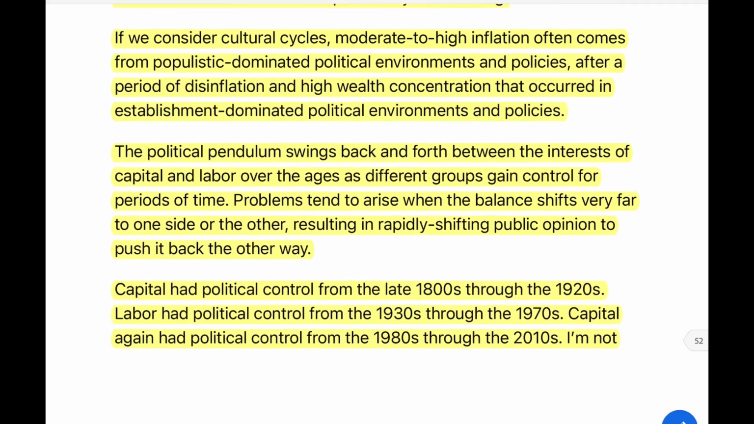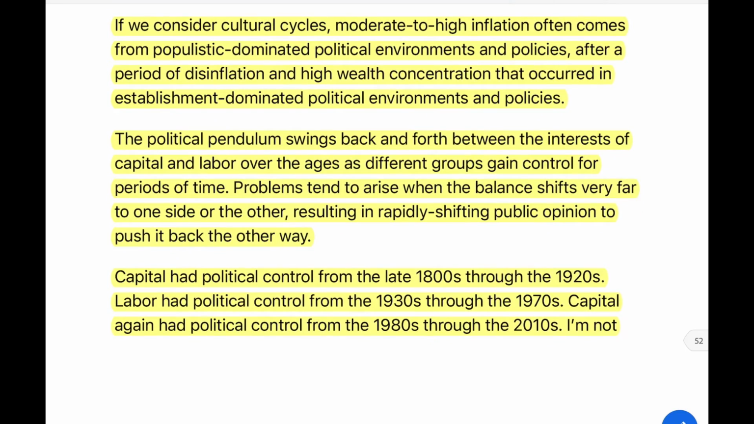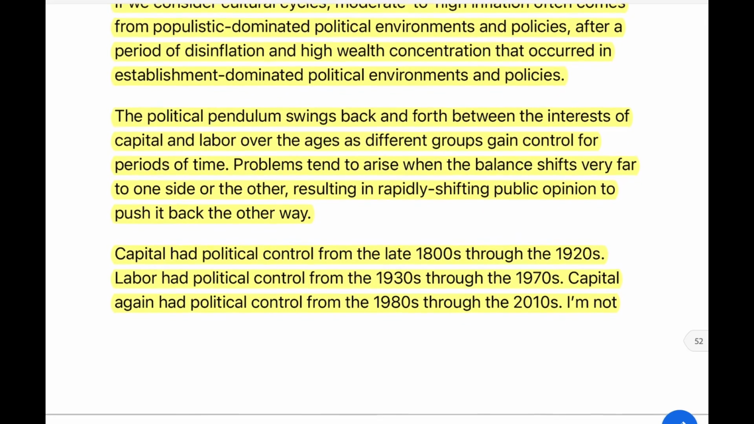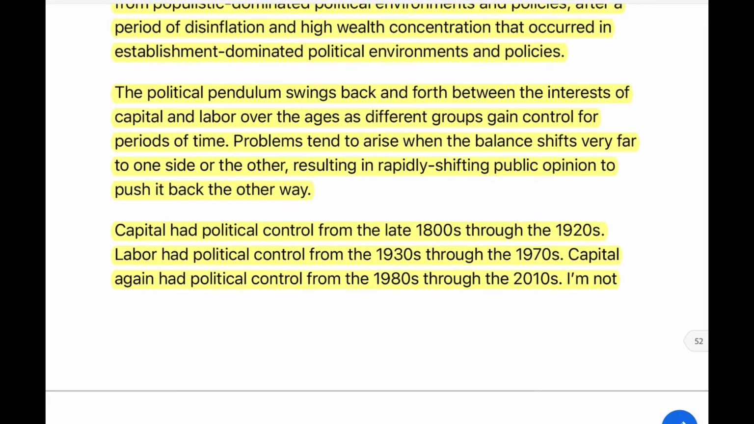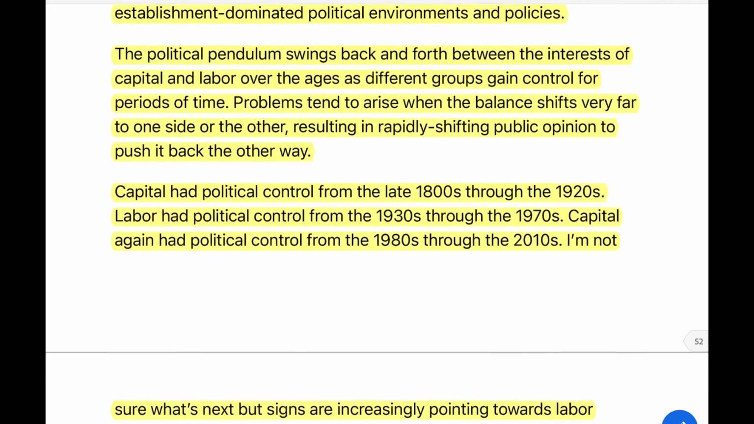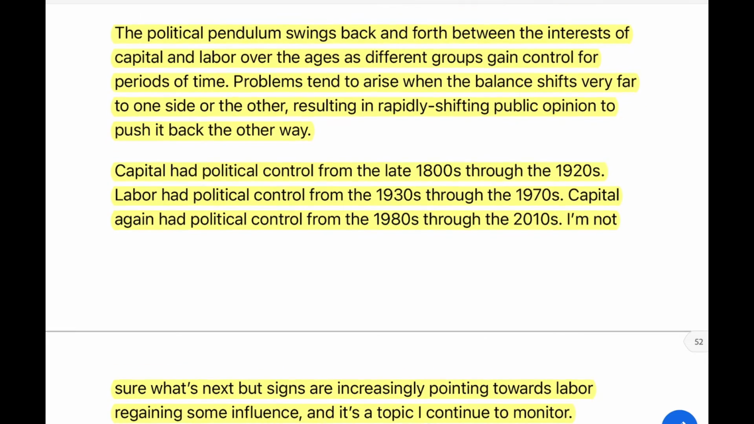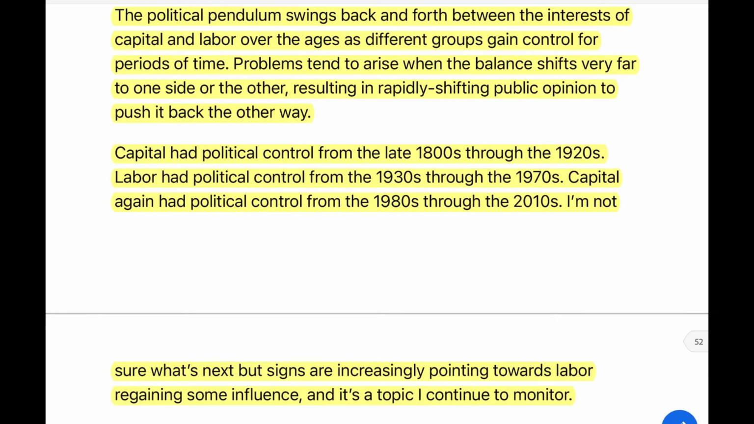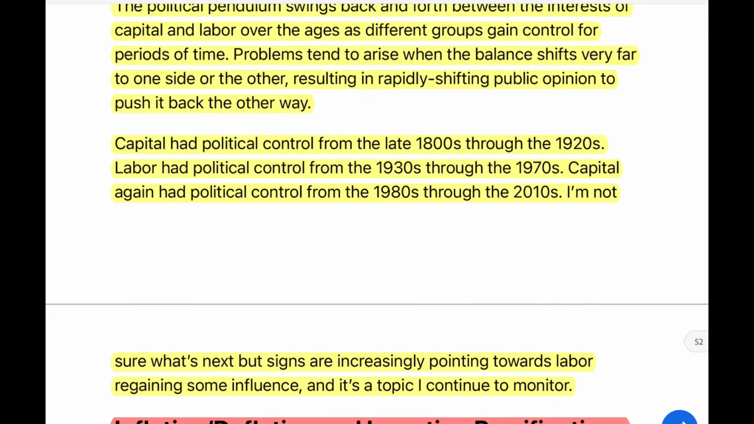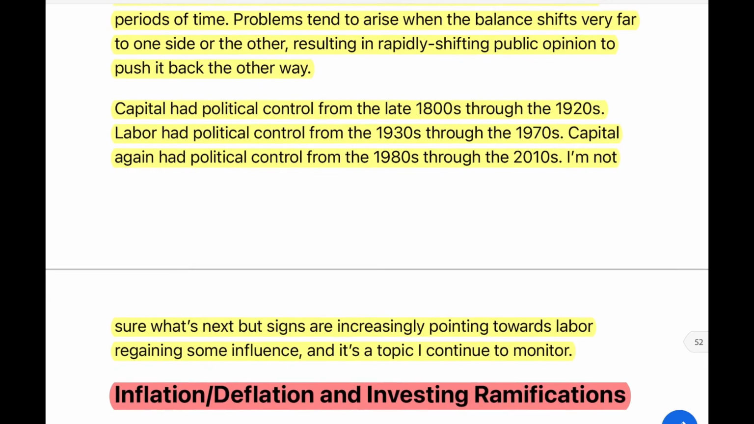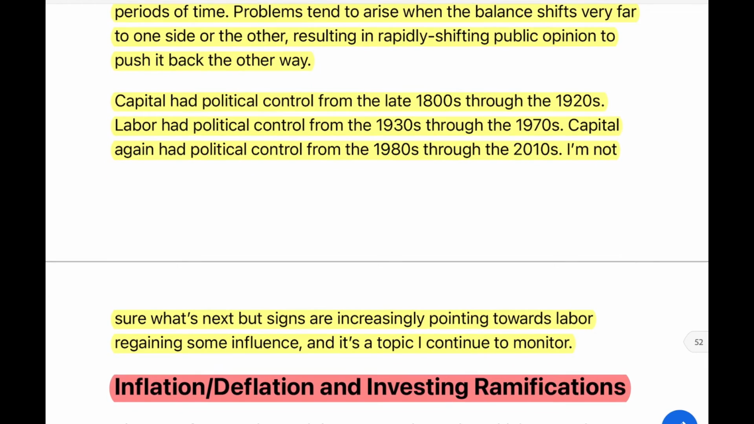If we consider cultural cycles, moderate to high inflation often comes from political environments and policies after a period of disinflation and high wealth concentration that occurred in establishment-dominated political environments and policies. The political pendulum swings back and forth between the interests of capital and labor over the ages as different groups gain control for periods of time. Problems tend to arise when the balance shifts very far to one side or the other, resulting in rapidly shifting public opinion to push it back the other way.